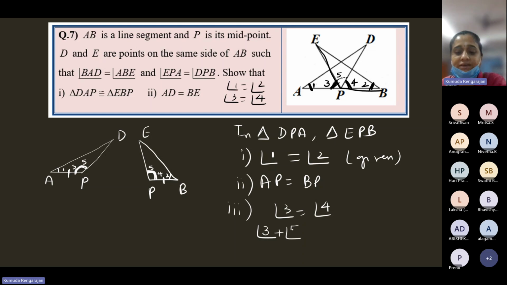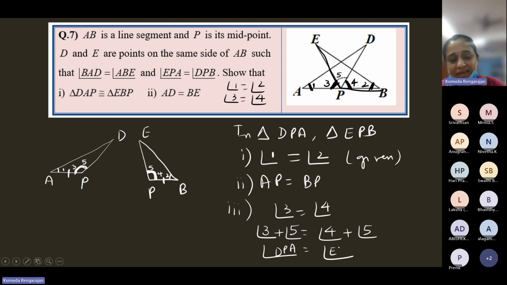Angle 3 plus angle 5 is equal to angle 4 plus angle 5. Now what is 3 plus 5? It's angle DPA. Is equal to, what is 4 plus 5? EPB or BPE, whatever, is equal to EPB. So now this makes two angles and the included side.